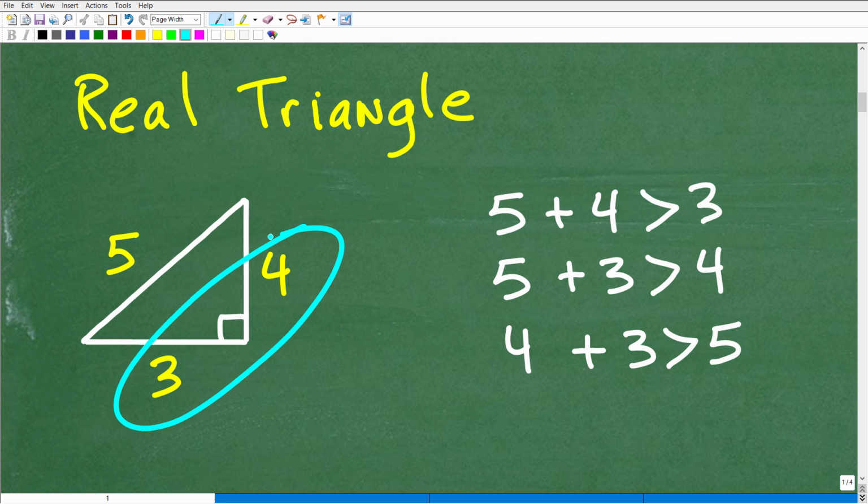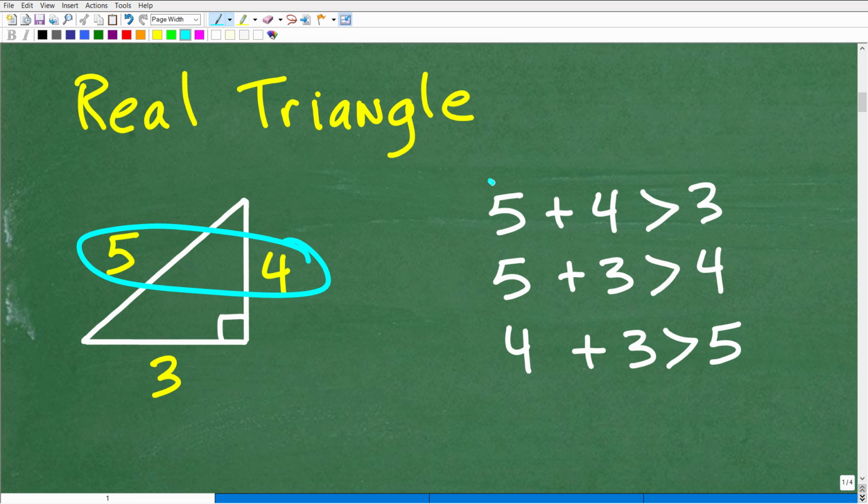If you add up any two sides of the triangle, the sum is going to be greater than the other side. And this is the case for all combinations here. So for example, if I go 5 and 4, 5 plus 4, is that greater than 3? Yes. This will always be the case in an actual triangle.